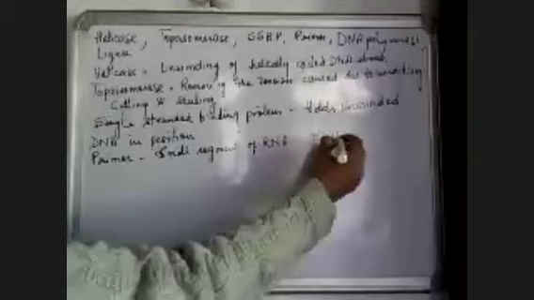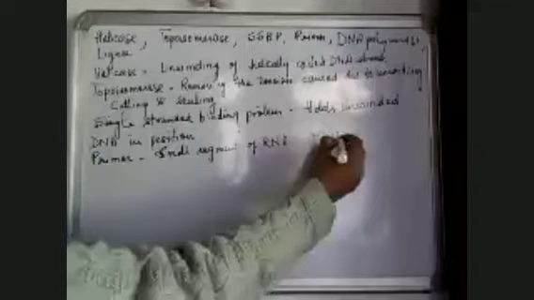Then we come to the next one, which is primer. This is a small segment of RNA, and its use is that it initiates the formation of a new DNA strand. That means the replica which is formed is initiated by the RNA primer.